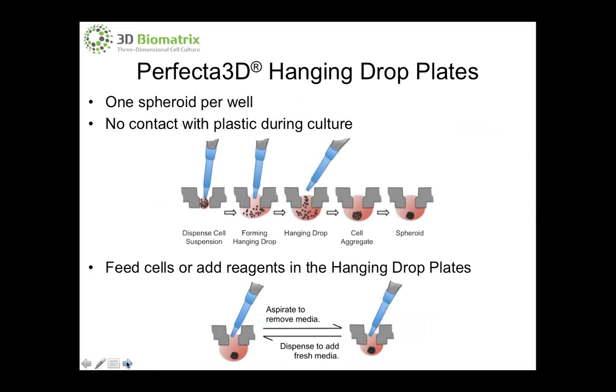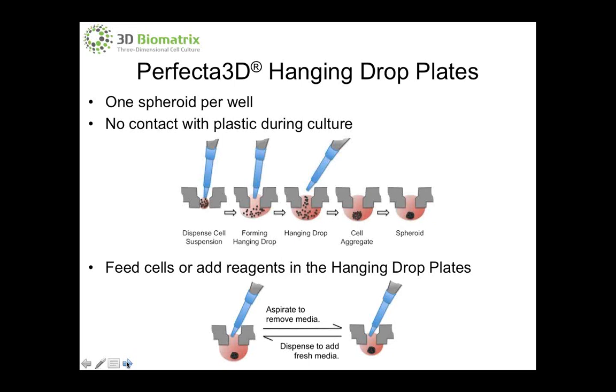So this slide illustrates how you would first seed cells into the hanging drop plate and then feed the cells. But I would like to point out this is illustrating with manual methods. And so you see the pipettes on the angle. That is not necessary to load the plate, and with automation it's very easy to load. Again, that will be discussed a little later in this webinar.